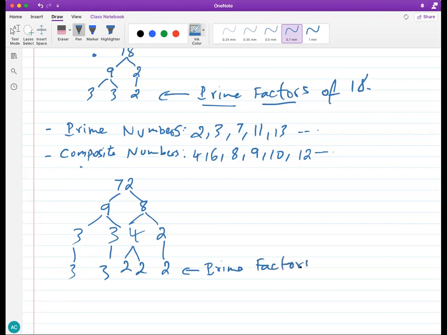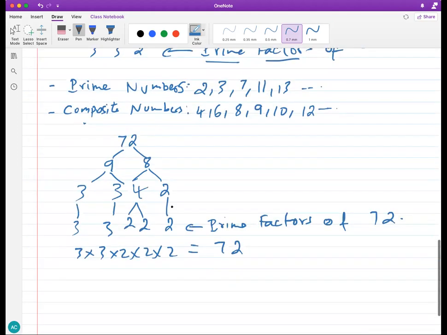No matter which numbers you start with, your end result should be the same prime factors. If you want to go back from these numbers to 72, what do you do? Multiply. That's right, we do the opposite. Here we divided, we broke the numbers down. If you do 3 times 3 times 2 times 2 times 2, you will get back to 72. It's easier to do it this way as a tree instead of going vertically or horizontally. A tree makes more sense like this.